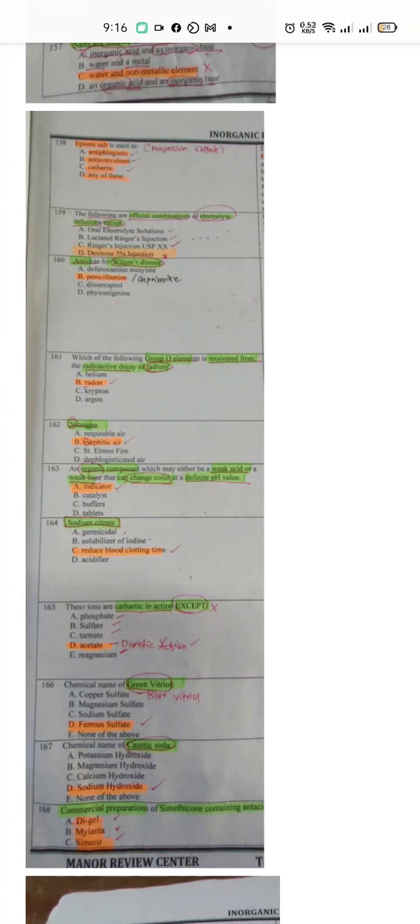Okay, number 168. The commercial preparation of simeticones containing antacids, all of the above, Digel, Mylanta, and Simeco. Mylanta, Digel, and Simeco are your preparations of simeticone containing antacids.